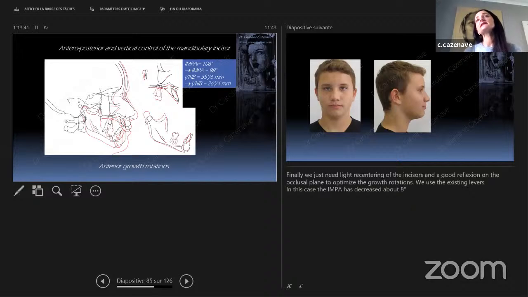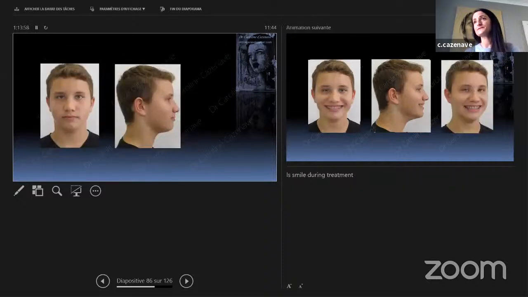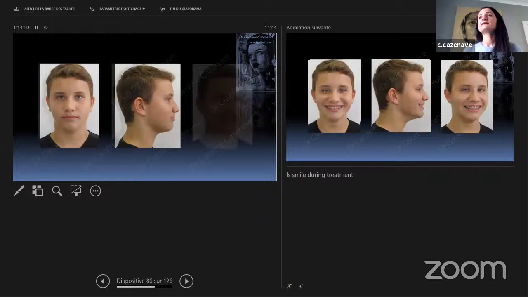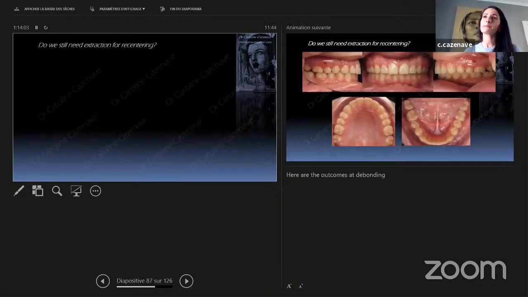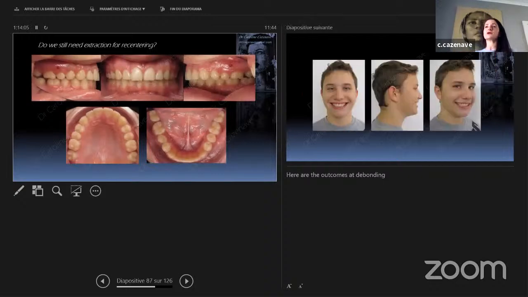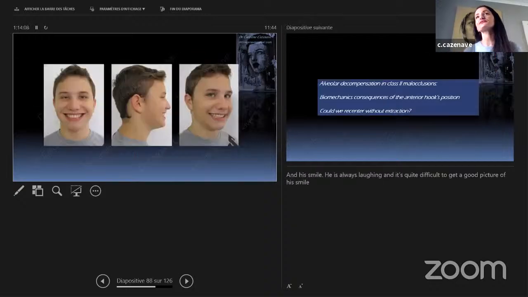Finally, we just need light recentering of the incisors and a good reflection on the occlusal plane to optimize the growth rotations. We use the existing levels. In this case, the MPA has decreased about 8 degrees. A smile during treatment, and here are the outcomes at debonding. And a smile is always laughing, and it's quite difficult to get a good picture of a smile.